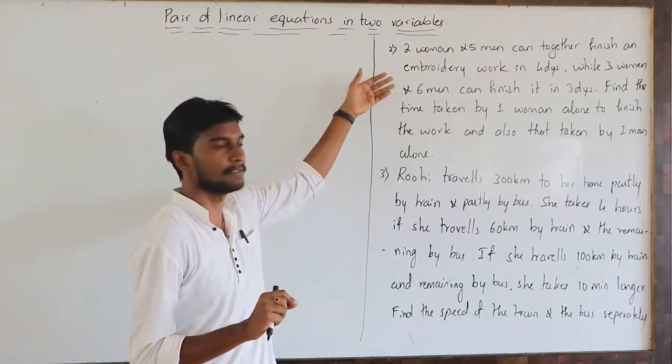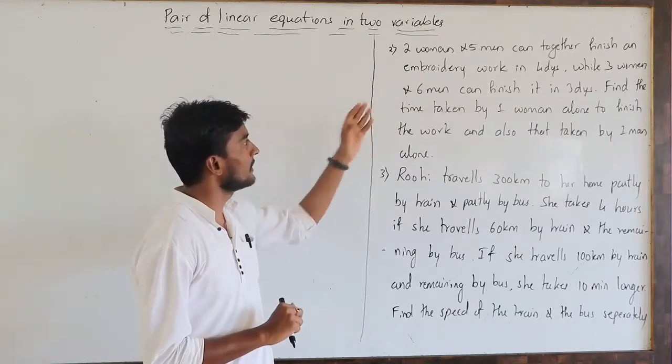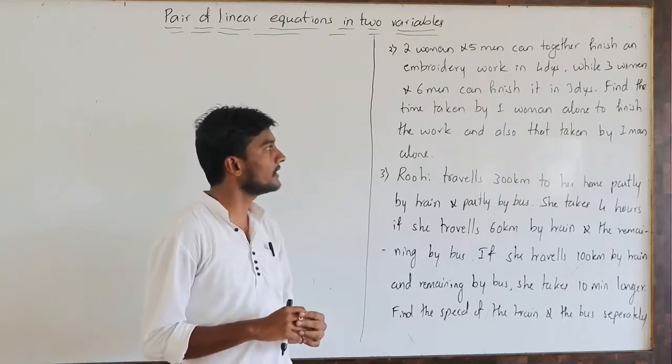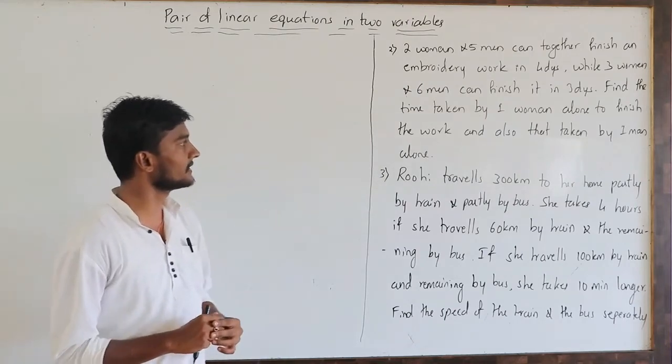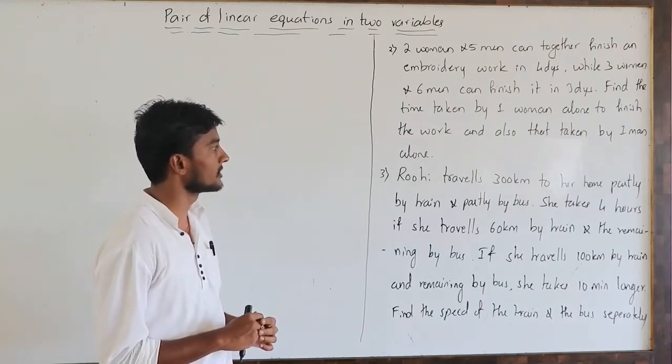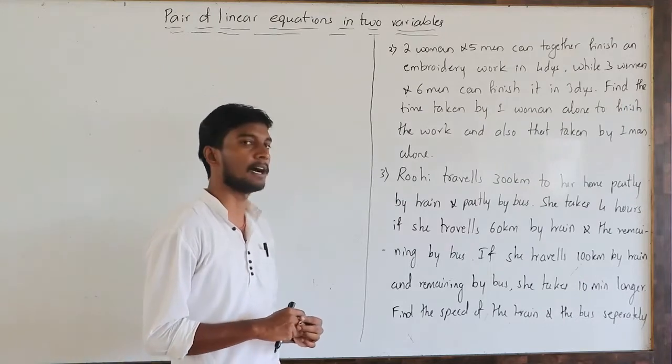So in the second one: 2 women and 5 men can together finish an embroidery work in 4 days, while 3 women and 6 men can finish it in 3 days. Find the time taken by one woman alone to finish the work and also that taken by one man alone.